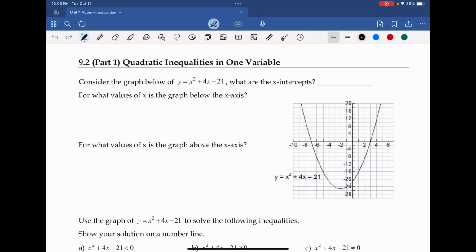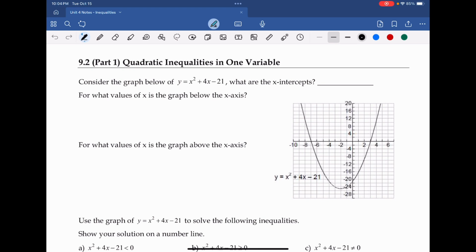All right, so now we move on to lesson 9.2, part 1, quadratic inequalities in one variable. And this is going to look a little different than our last lesson, which was 9.3, quadratic inequalities in two variables. When we shift our focus from two variables to one variable, rather than solution regions, what we're going to talk about is x values that represent the overall situation for where the graph is above the x-axis, below the x-axis, or on the x-axis. So let's see how this looks in this lesson here.